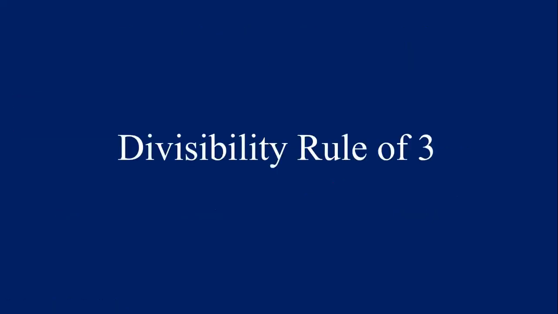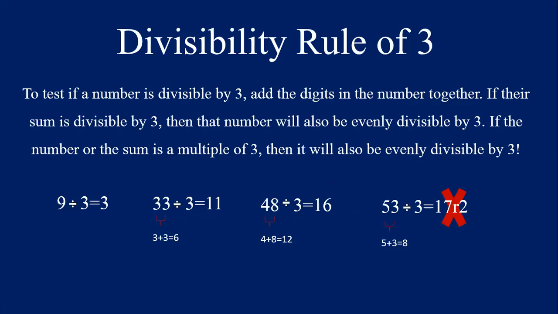The divisibility rule of 3. The divisibility rule of 3 tells us that we can test to see if a number is divisible by 3 by adding the digits in the number together. If the sum of those numbers is divisible by 3, then that number will also be divisible by 3. And if the number is a multiple of 3, then it will be evenly divisible by 3. Let's look at these equations. The first one is 9 divided by 3. Well, we know 9 is a multiple of 3, right? 3, 6, 9. And so we know that this number 9 will be evenly divisible by 3. And we get that answer of 3.